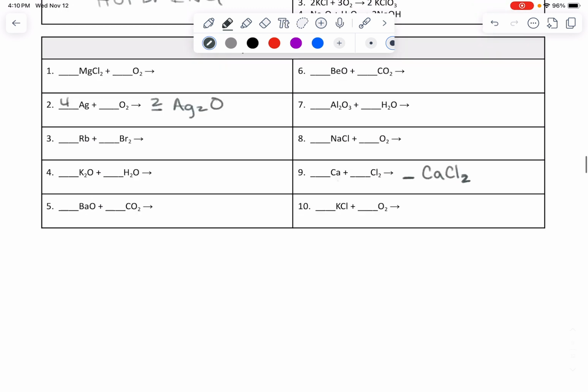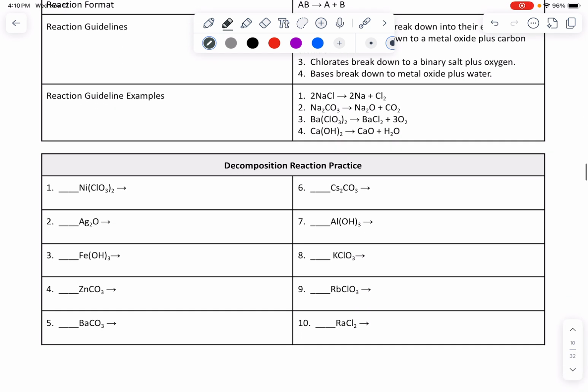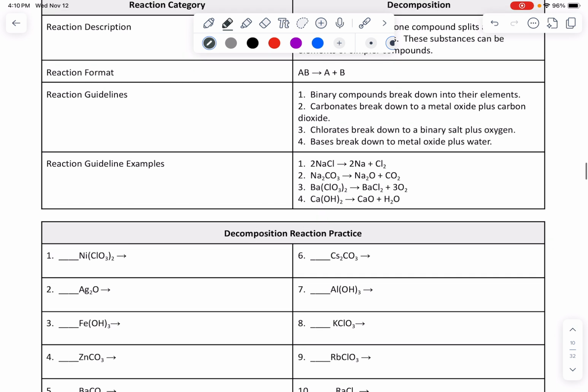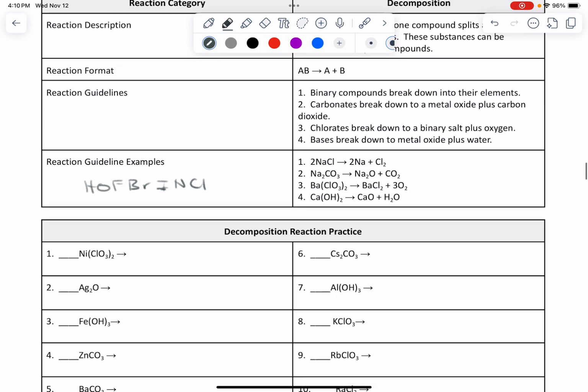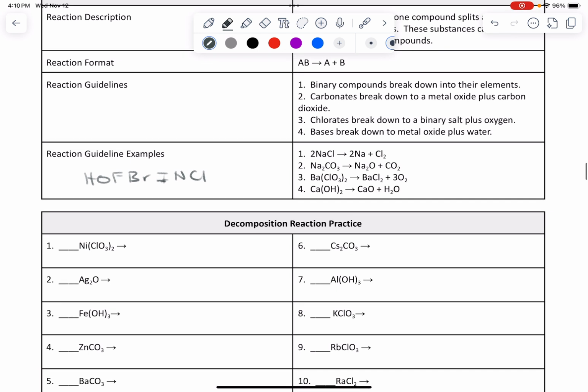So we are good to go. Now let's flip over to decomp, because this is the exact same rule, just backward. So here we have the binary compound. So the big compound is going to break down into its parts. We also need to remember Hofbrinkels for this side. So I'll just write it right here. For this side, let's see.